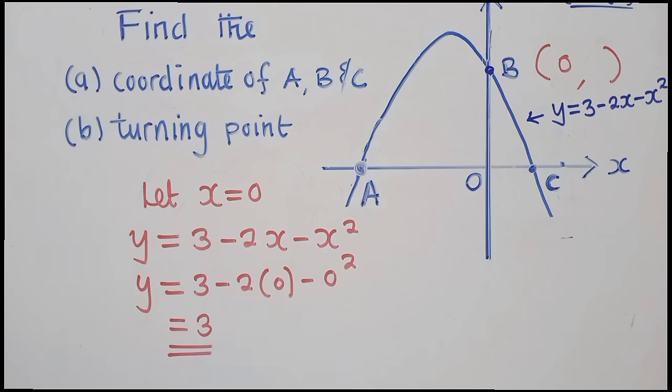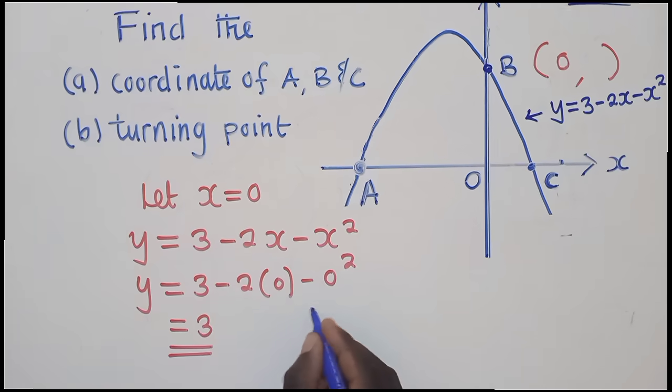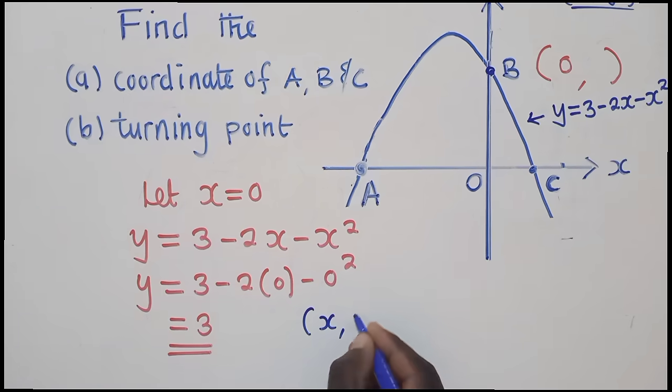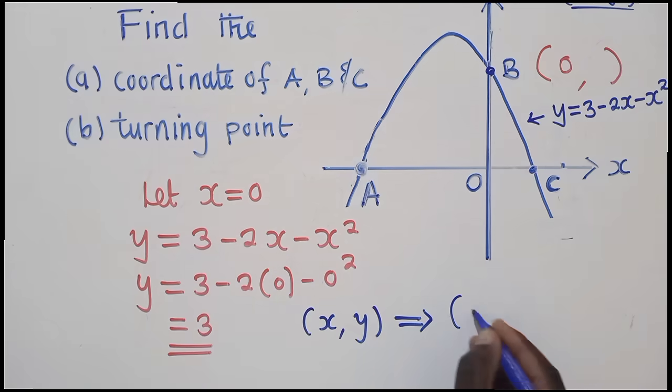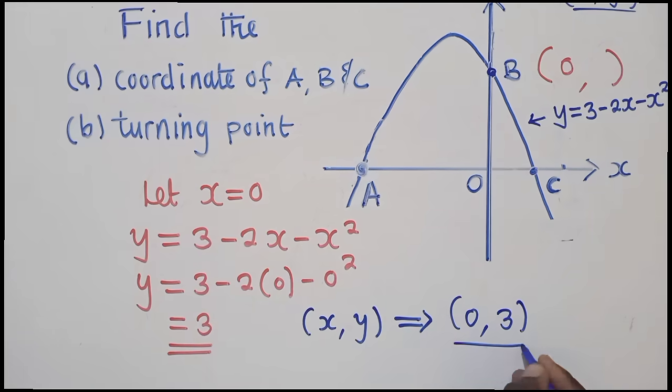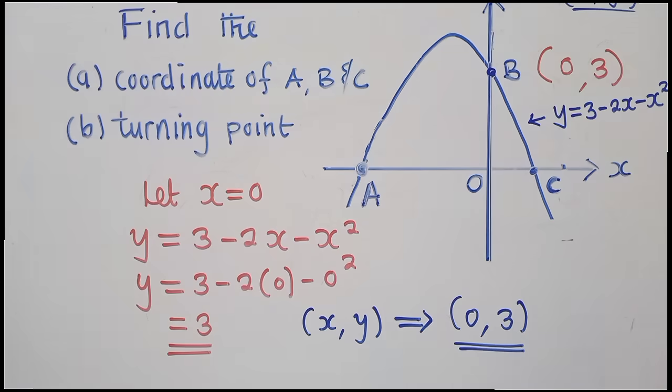Meaning y is 3. So to write the coordinates, remember we said coordinates are written in this form, x, comma, y. In this case, our x will be 0, okay? And our y will be 3. So the coordinates we are looking for are 0 and 3. So it will be 0, comma, 3 right here. This is how it's done, okay?